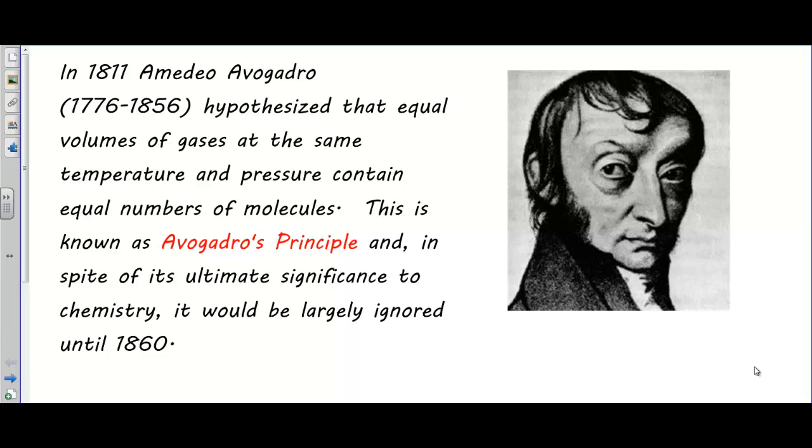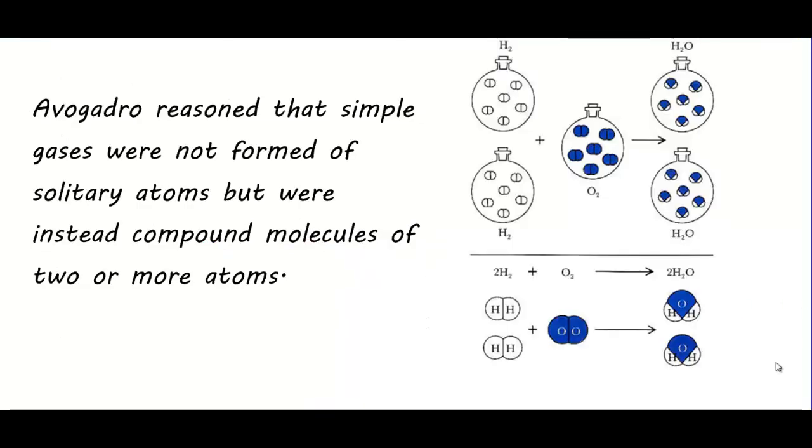That's Amedeo Avogadro. He was an Italian physicist and mathematician. And in 1811, Avogadro hypothesized that equal volumes of gases at the same temperature and pressure would contain equal numbers of molecules. Here's what Avogadro's principle would look like.